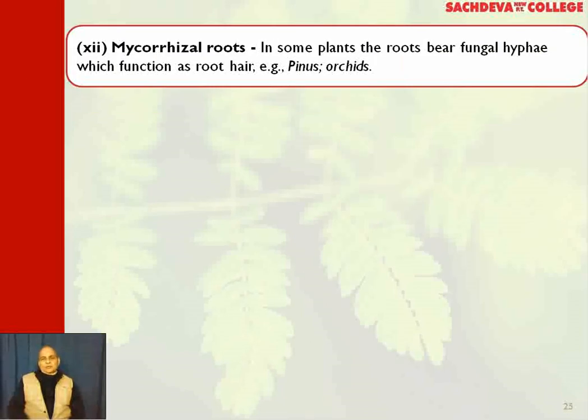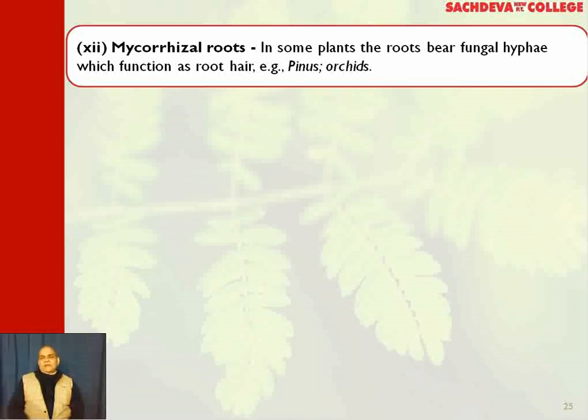Mycorrhizal roots. In some plants, the roots bear fungal hyphae which function as root hair, and it is called mycorrhizal roots. Examples are Pinus and orchids. Mycorrhiza is a symbiotic relationship between the roots and the fungal hyphae. The fungal hyphae help in the absorption of water and minerals, and in turn, they take the food from the root.